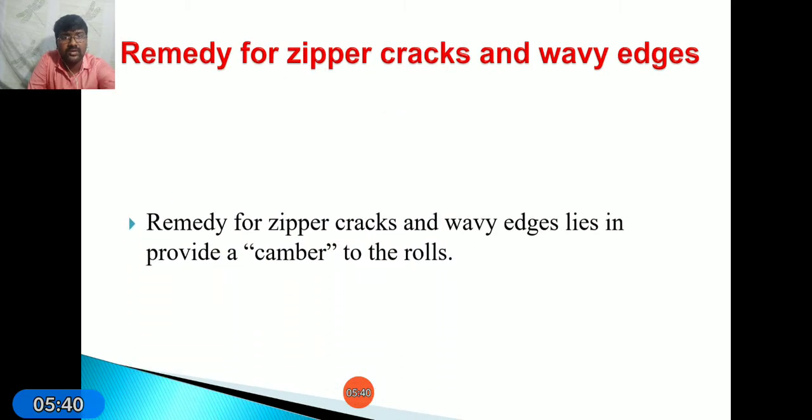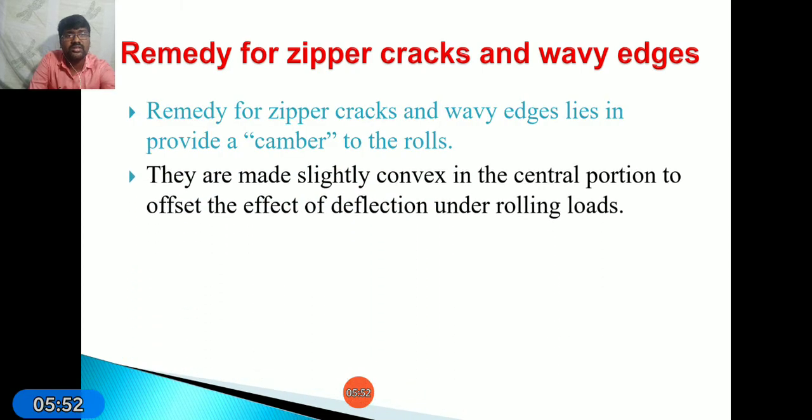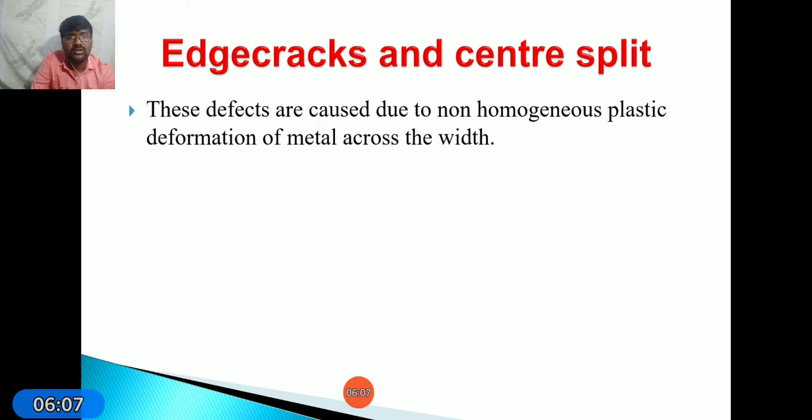The remedy for zipper cracks or wavy edges lies in providing a camber to the rollers. Camber is nothing but changing the design of the roller so that the central portion is maximum compared to the edges. They are made slightly convex in the central portion to offset the effect of the deflection under loading conditions. Next, coming to edge cracks and center split.